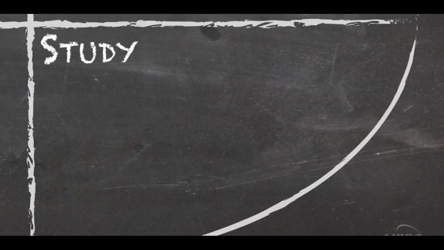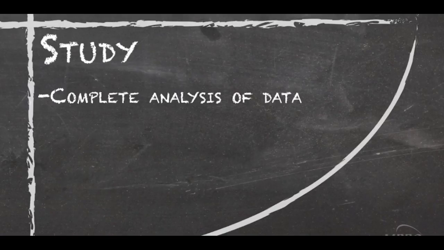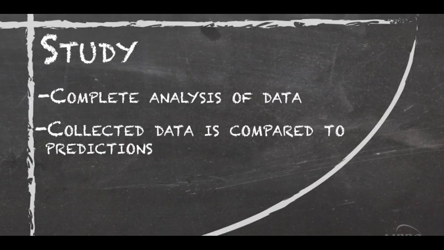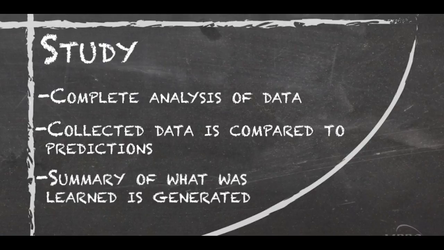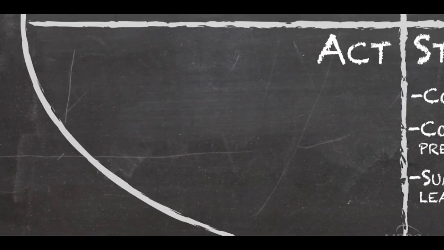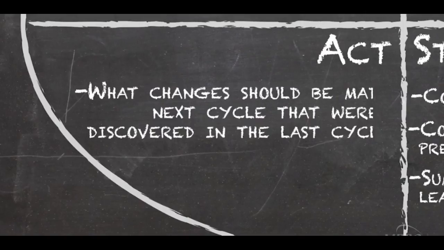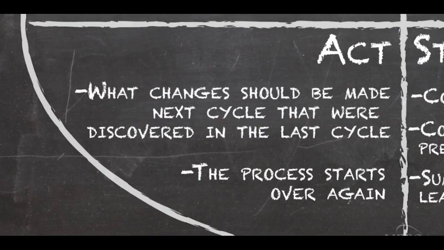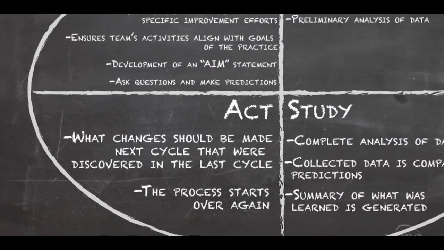The study process is where a complete data analysis gets performed. The data collected should be compared to the predictions, and a summary of what was learned should be generated. The act portion is where it gets decided what changes should be made the next cycle based on what was discovered in the last cycle, and the process starts all over again.